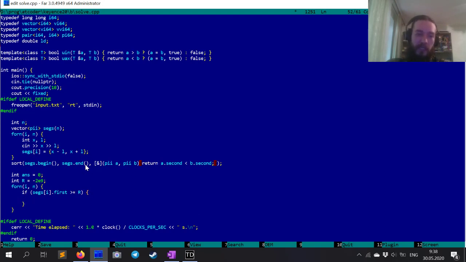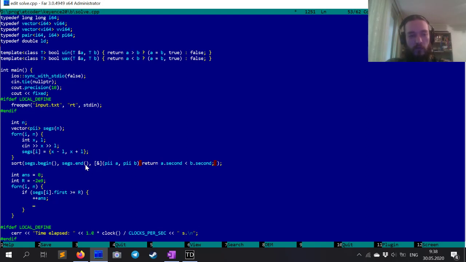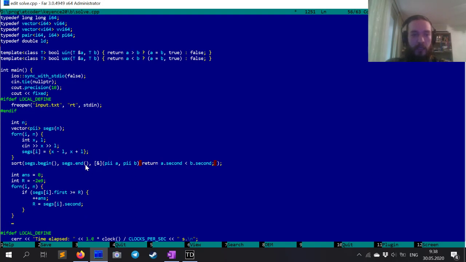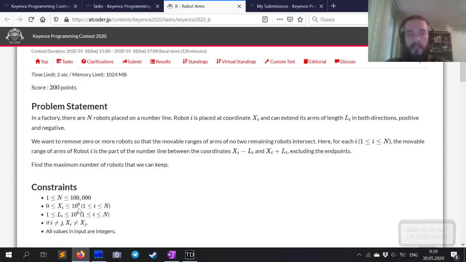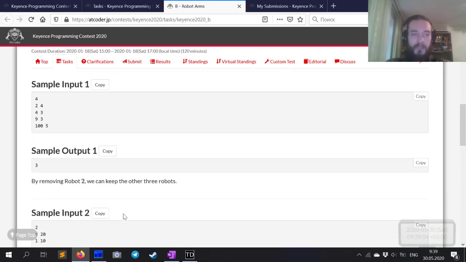What do we do in this case? First of all, we put this into the answer, so the answer is increased by 1, and also R is the left endpoint of our segment. In the other case, well, we cannot do anything, because yeah, we just cannot. Right, so that pretty much completes the problem. So we read, we sort, and we take the segments greedily. Cool. So let's try to run some of the samples here.